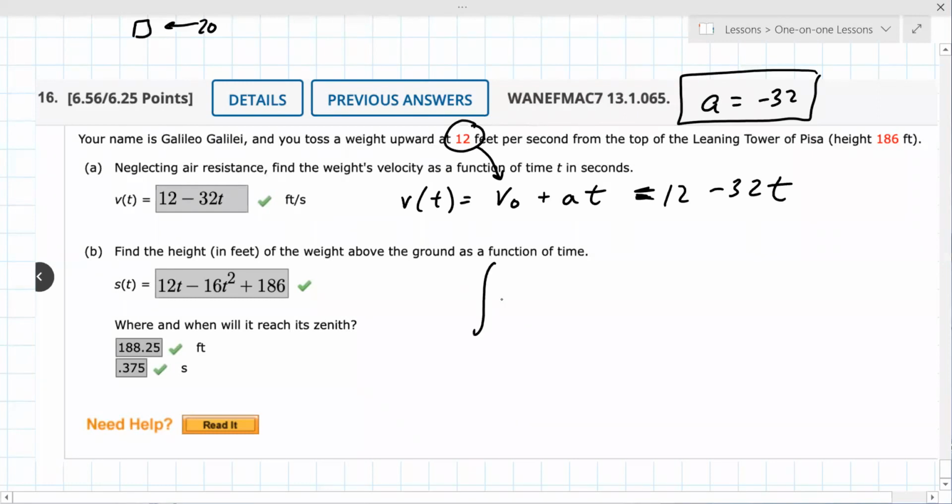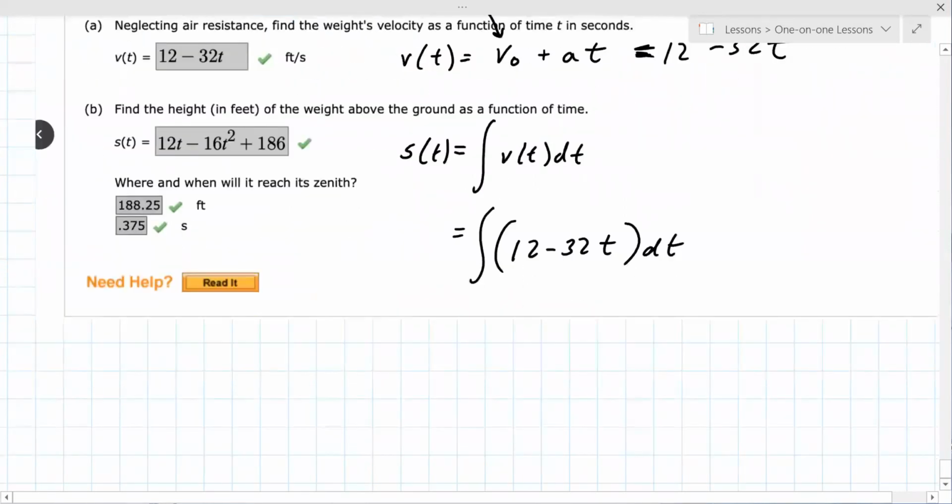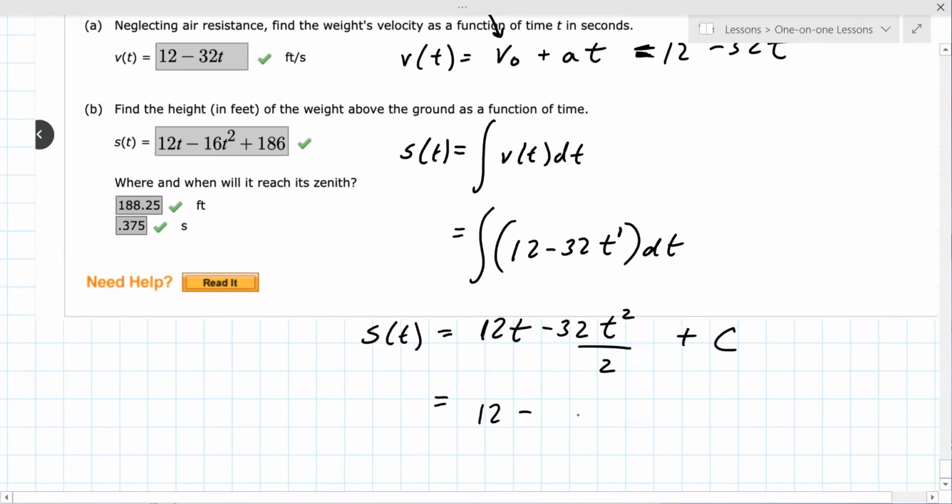You have to know that the integral of v of t dt is your position function. Okay. So in other words, we need to integrate this 12 minus 32t. So are we just doing the n plus 1? Yes. Because 12 is just a number, it's 12t, minus 32t squared, because you add 1 to the exponent, over 2, plus C. So S of t equals this. A little simplification: you tend to only simplify if you need to find C, which you do here.